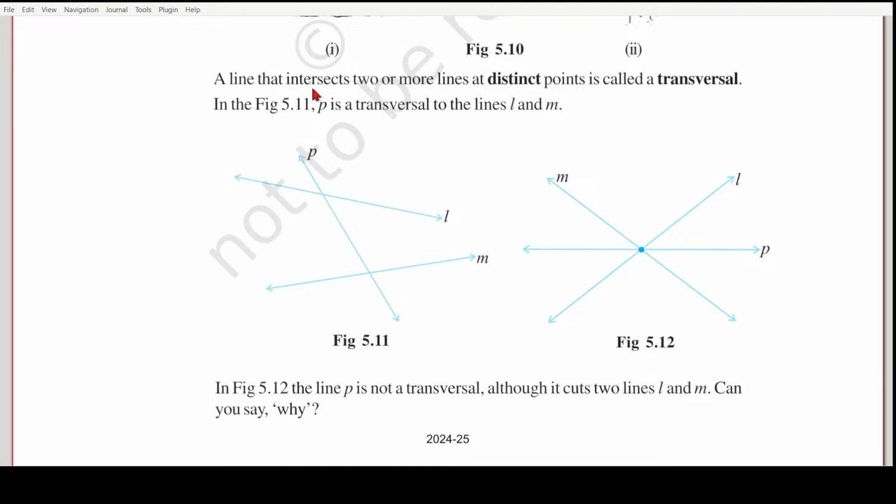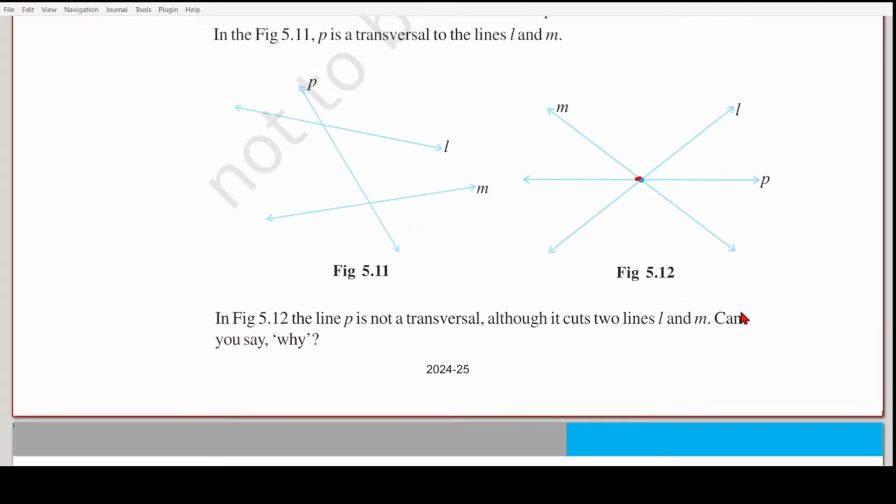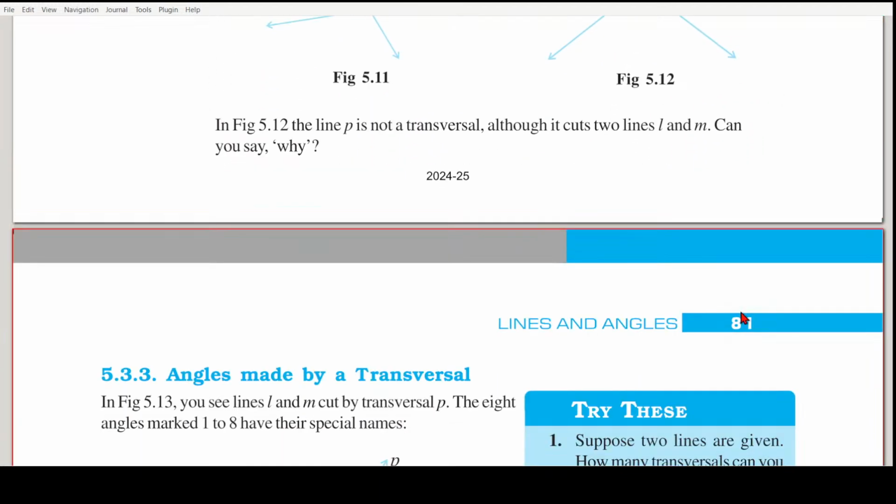So a line that intersects two or more lines at distinct points is a transversal. This line M is not a transversal to L and P. Why? Because it is not meeting at distinct points. It is meeting at the same point, right? Agreed?